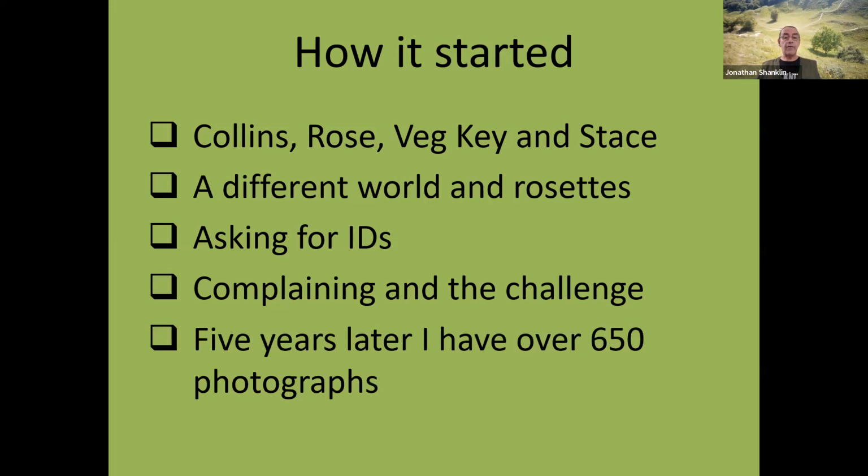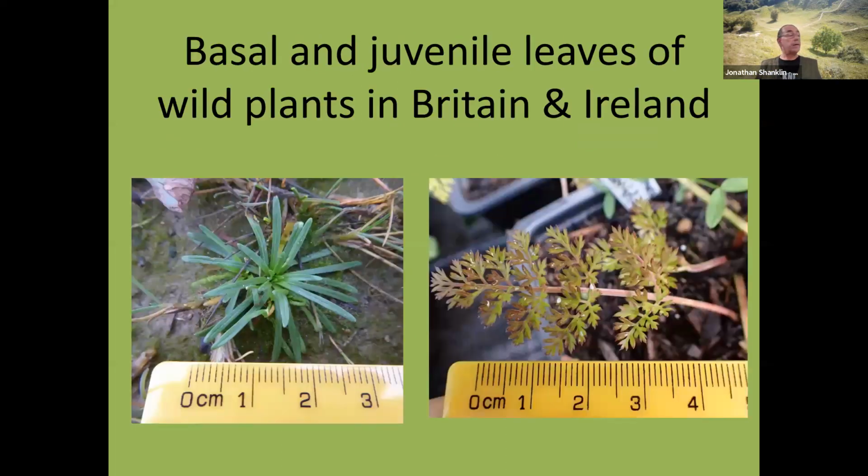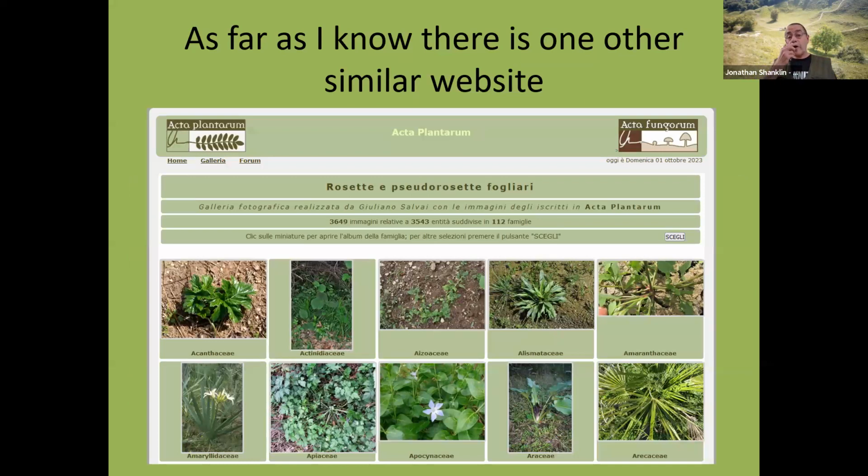So 5 years later, I have over 650 photographs of basal and juvenile leaves for identification purposes. Obviously, it's a bit like picture matching, but it's a bit more up to date, a bit more organized. So there's various ways of getting there. Here we have basal and juvenile leaves. I found the right-hand one the other week. That's Cambridge milk parsley. I'd never seen that before. That was very nice.